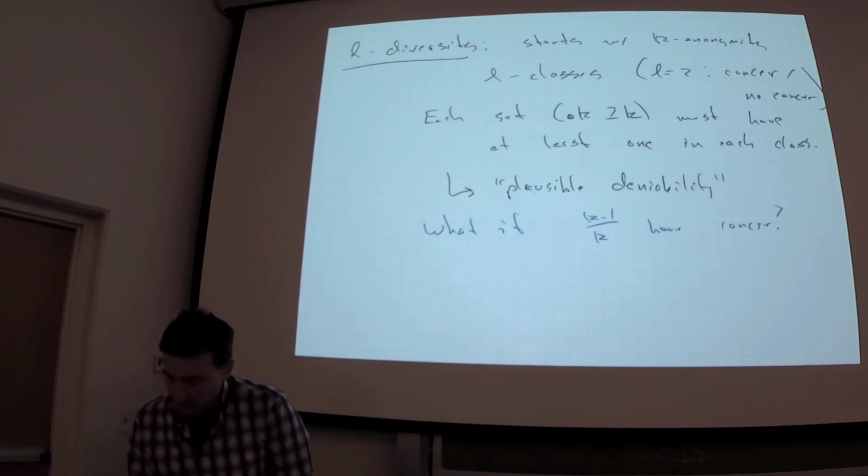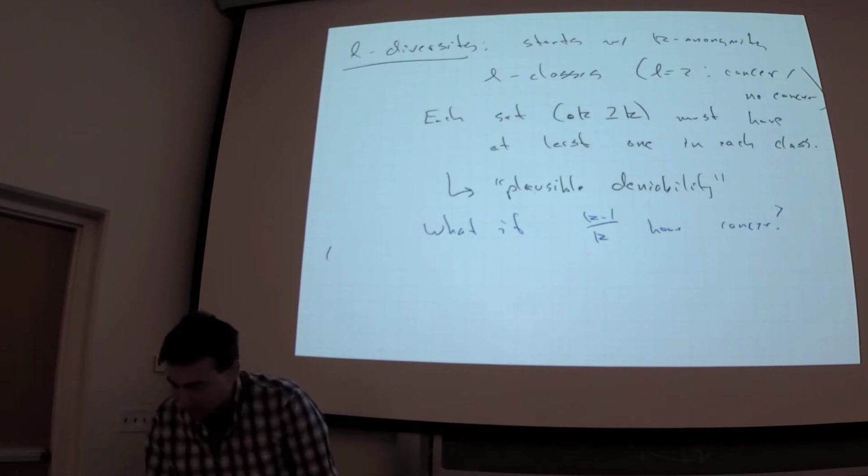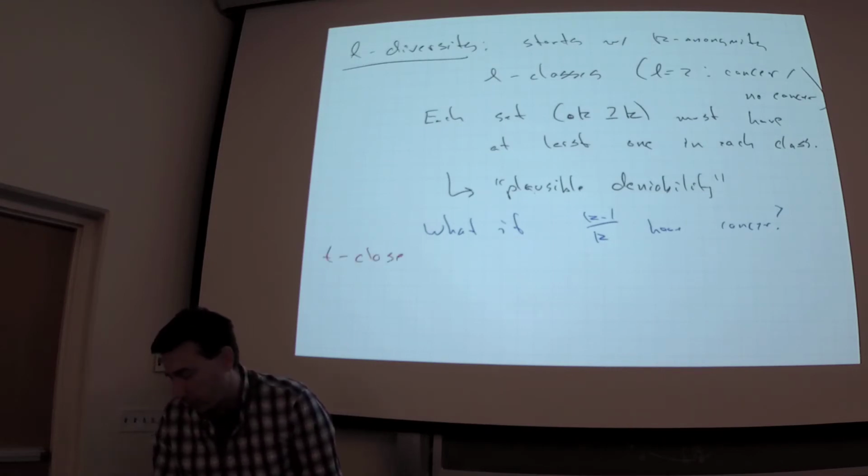All right, so then there was a third thing called t-closeness.